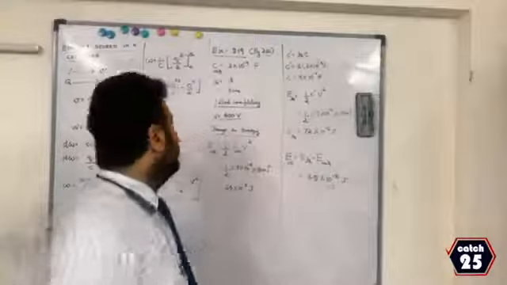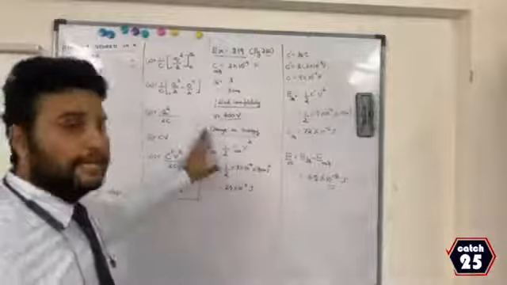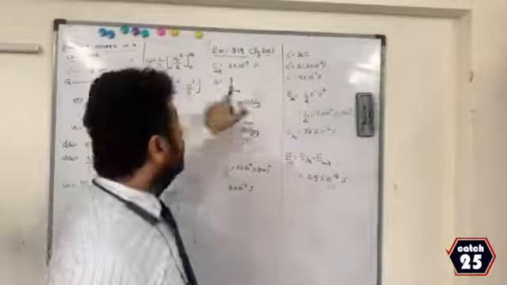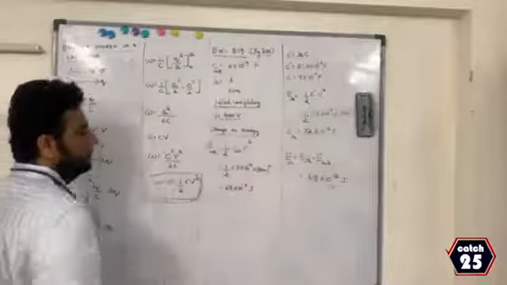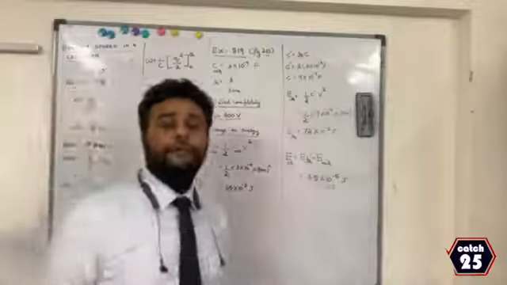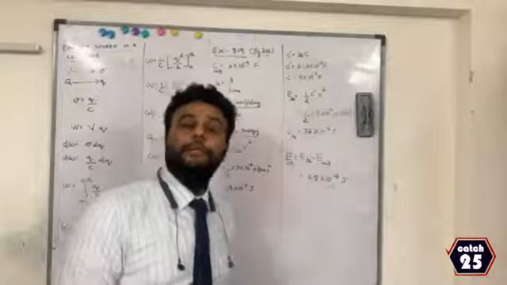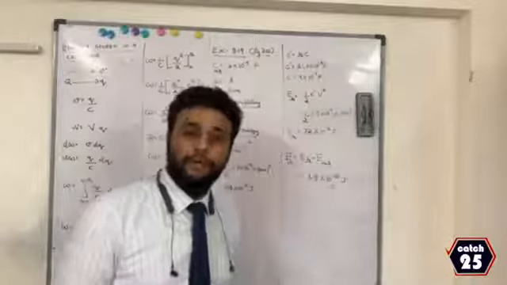Therefore, we have done the derivation of energy, and there is one problem in the text, that is 8.19. What you have to remember is this: the energy of a capacitor is half CV square. This completes the topic of energy of a capacitor.